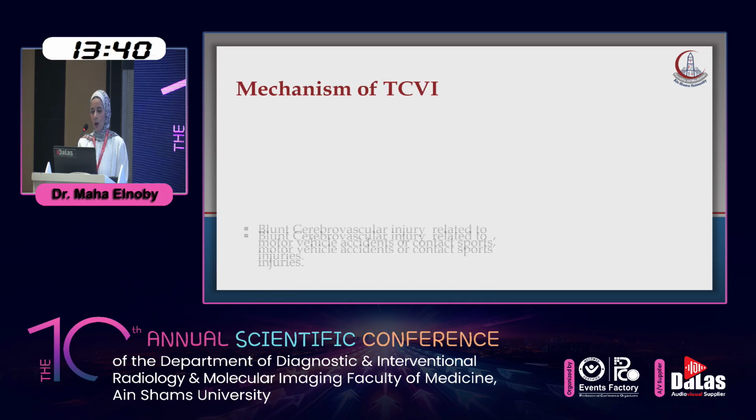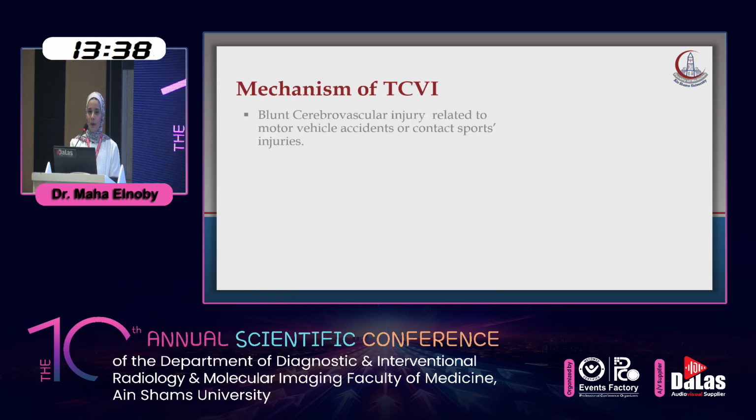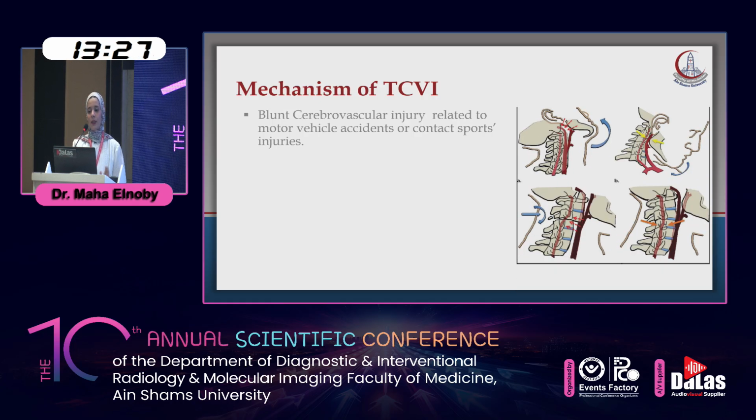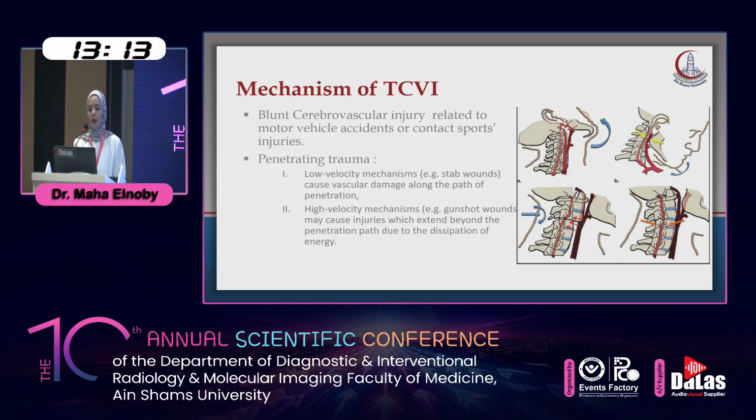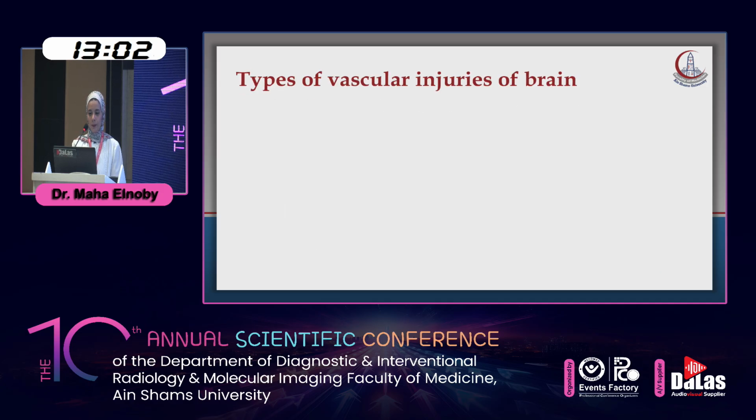What is the mechanism of traumatic cerebral vascular injuries? Number 1, blunt cerebrovascular trauma, and it is the most common. It is related to motor vehicle accidents or contact sports. Blunt injuries can result from sudden acceleration, deceleration, hyperextension, hyperflexion, and rotational trauma. Number 2, penetrating trauma. It's less frequent, but it's more dangerous. Penetrating trauma can be low velocity or high velocity. Low velocity mechanisms, such as stab wounds, cause vascular damage along only the path of the penetration. While high velocity, such as gunshot wounds, may cause injuries which extend beyond the penetration pathway.